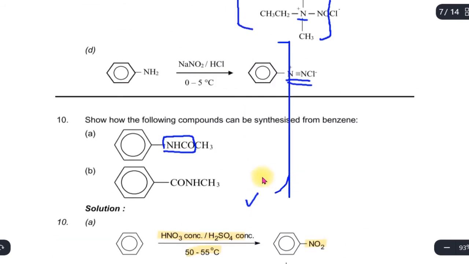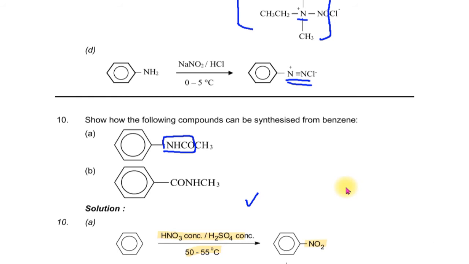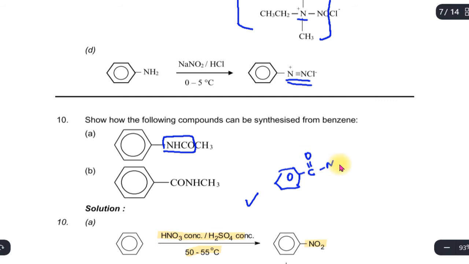Second question. The second question is about C double bond O and NH, carboxamide as well. But this time the position is different from A. This one is C double bond O, the benzene ring is here, and then here nitrogen with a methyl group, like this, and there's one hydrogen. So you have to think about it. I think it involves Friedel-Crafts. Am I right?